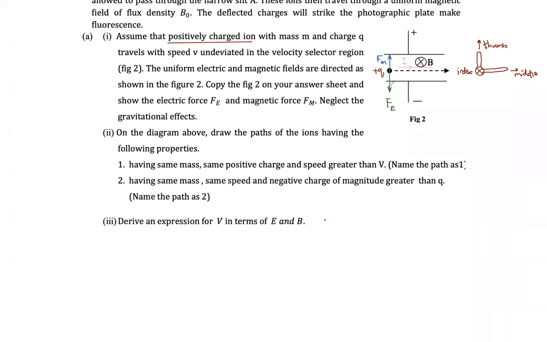Okay, right. So I saw that most of you put your hands up. Okay, so let's give 1 mark each for both, 1 and 1 here. Okay, right. On the above diagram, draw the paths of ions having the following properties: having the same mass, having the same positive charge, speed greater than v. Name the path as 1.